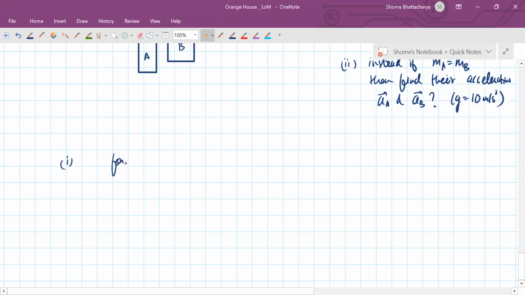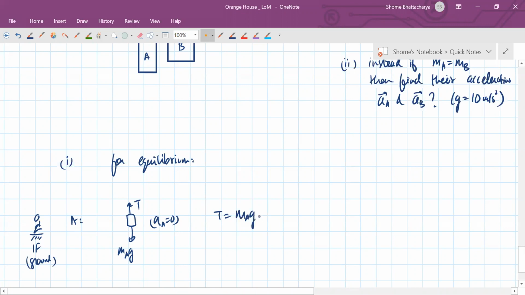First part, for equilibrium, is free body diagram looking like this in inertial frame. So T is equal to weight of A, so 50 newtons. Okay. And similarly, B is free body diagram.